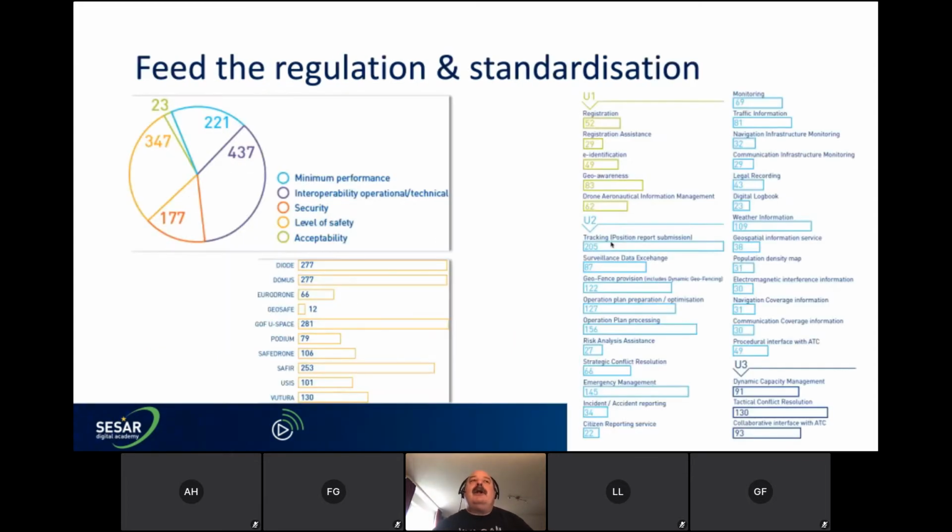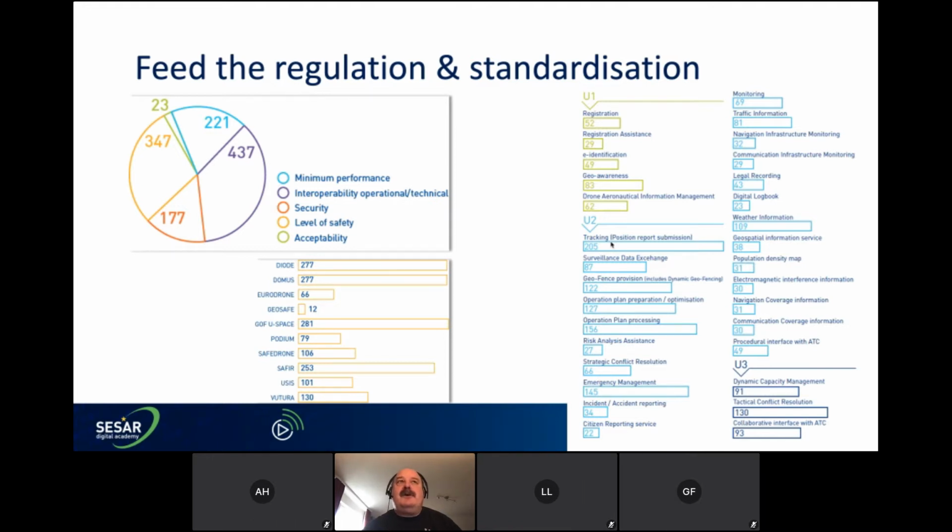But of course, it's all very well coming up with a nice idea about how services work together, but this also has to be supported by a regulatory environment and by standards that enable the connectivity. So you can see in some numbers here that the number of recommendations that are made into standardization and regulation are fairly considerable. And so we are trying to make direct support to the regulatory bodies from the Commission and the EASA, and also feed the standardization bodies such as EUROCAE to help bring this together in a pan-European fashion.